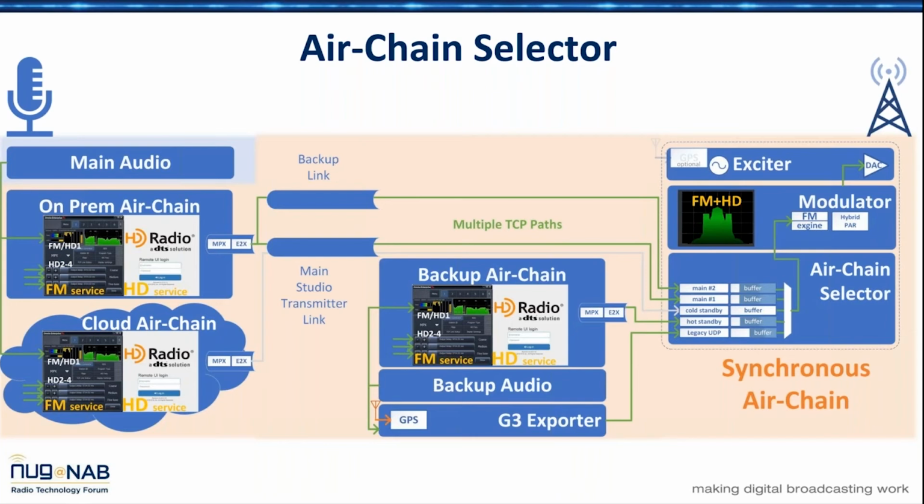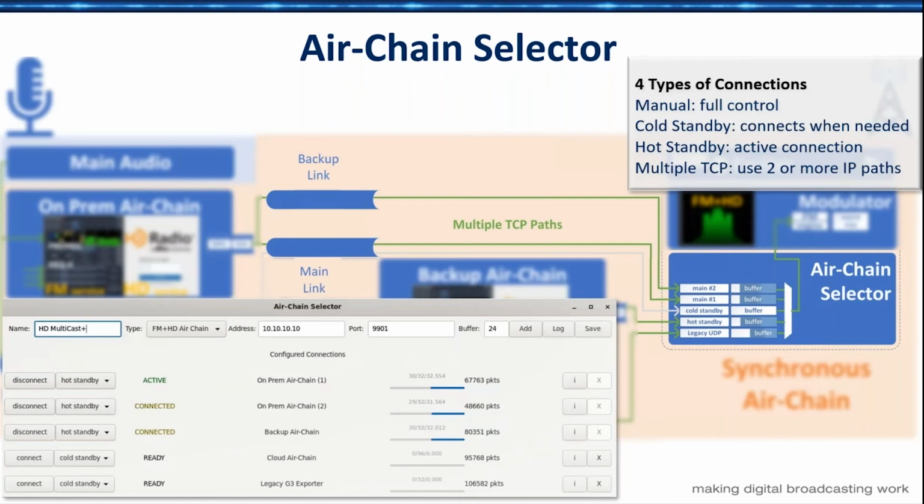So this air chain selector allows you to choose which one of those is currently the active one. We've got a little control GUI here that we could show on our demo on the floor as well, where you can configure a number of air chains, and you can assign them either to be a hot standby, which means it's connecting all the time to your air chain. Whether it's on air or not, it will try to connect. If it's the topmost one, it will make itself active. If it's one of the lower ones, it will make itself active if there's no other one.